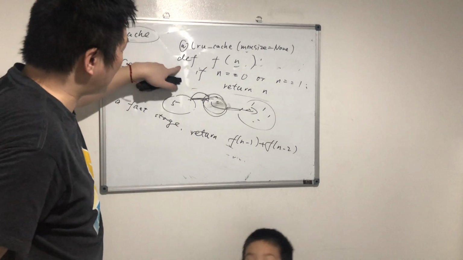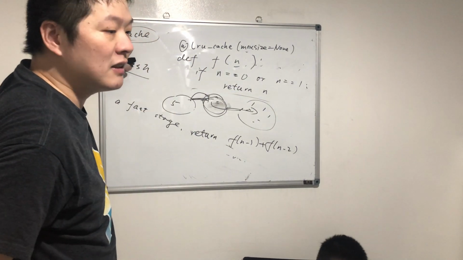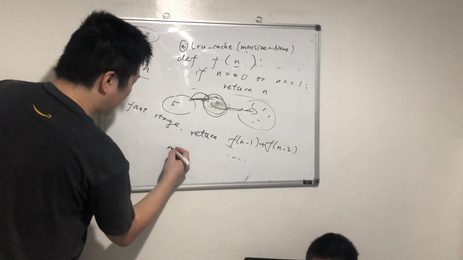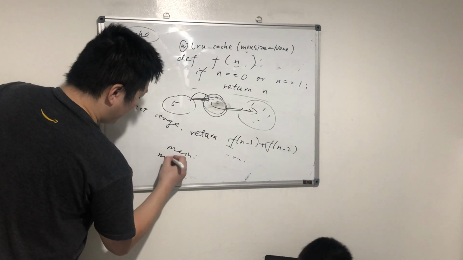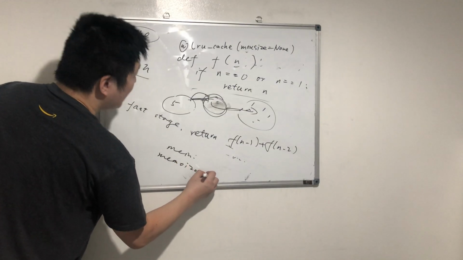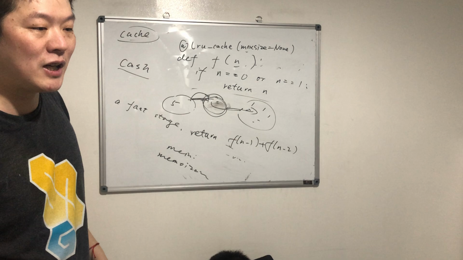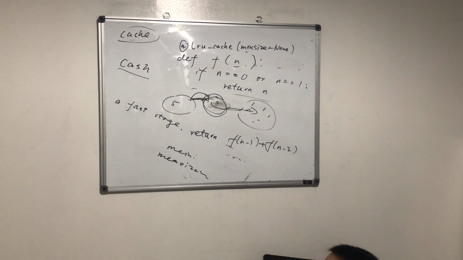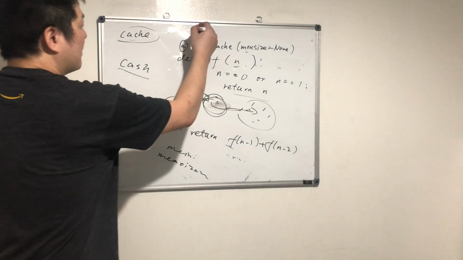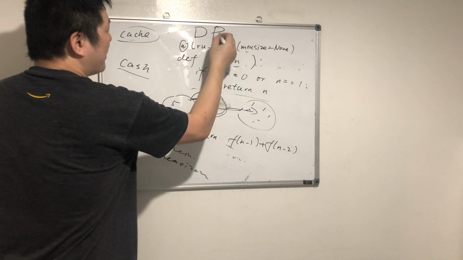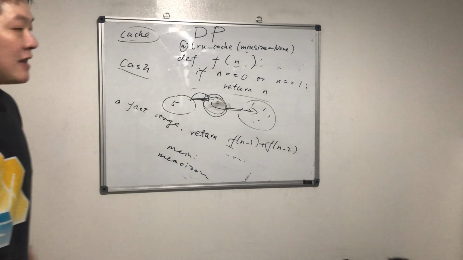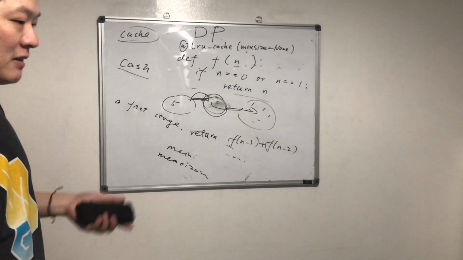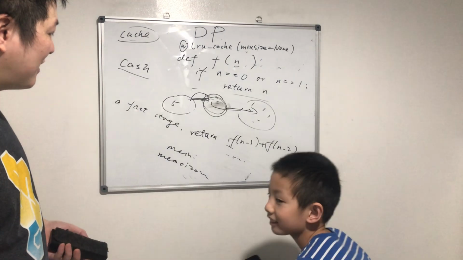So look, this is recursion with cache, memoization. What are we talking about today? Dynamic programming, or DP. Dynamic programming is a very advanced technology, an advanced algorithm. Got it?